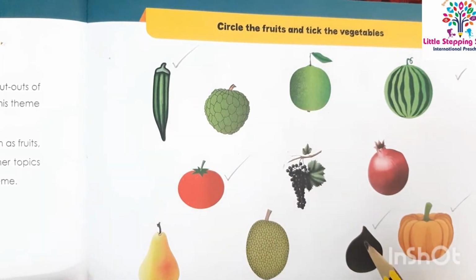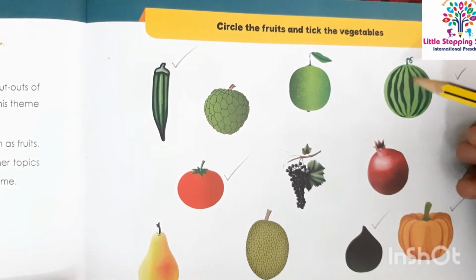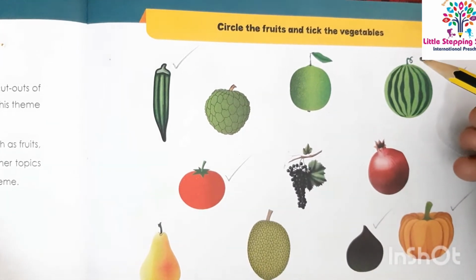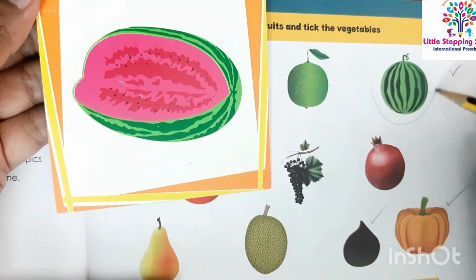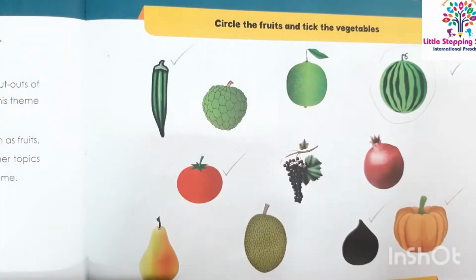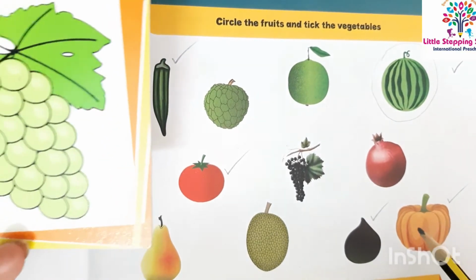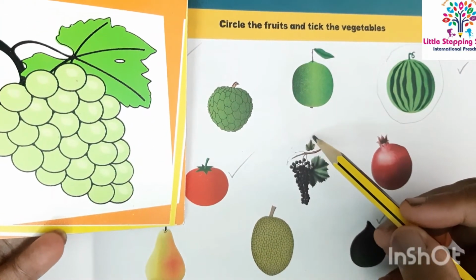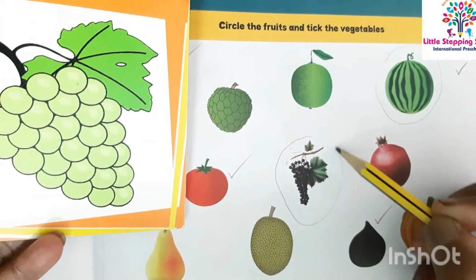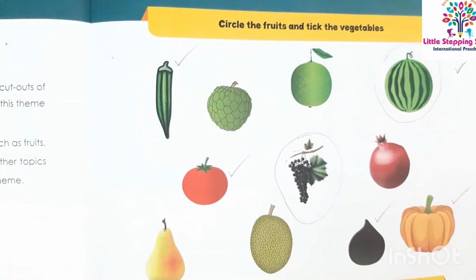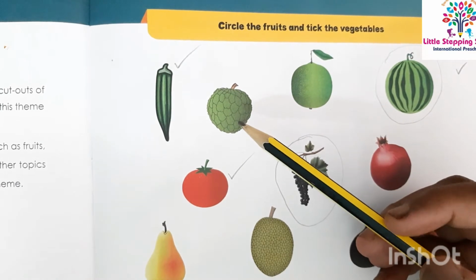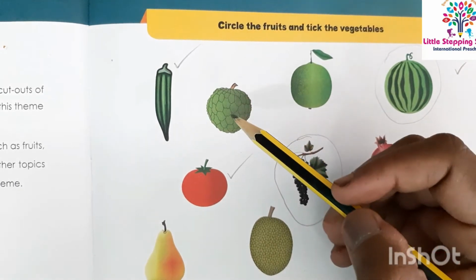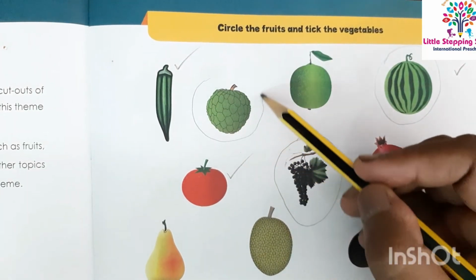Let's circle the fruits here. This is a watermelon. This is a fruit. Let's circle it. This is grapes. Then this is a custard apple. This is a fruit. Let's circle it.